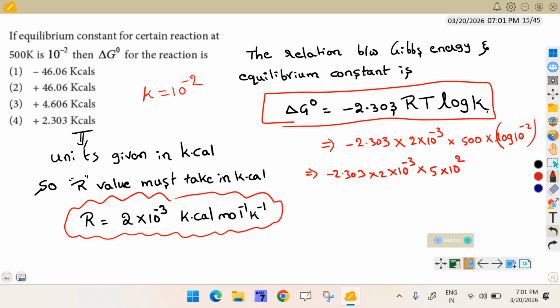500 is also written as 5 into 10 square. Log of 10 power minus 2 is also written as minus 2 log 10. Log 10 value is equal to 1. Minus into minus is plus. Now simplify. 2.303 into 2 into 5 into 2. That gives 46.06 into 10 power minus 1, or it can be written as 4.606. Correct option, third option.